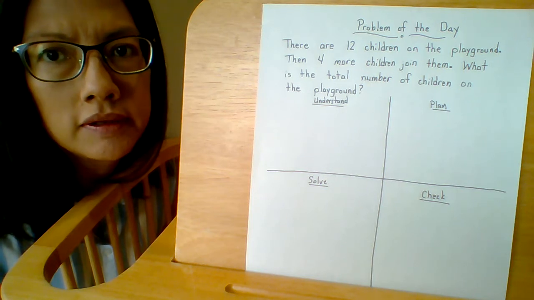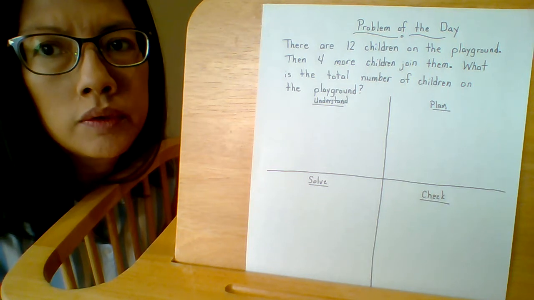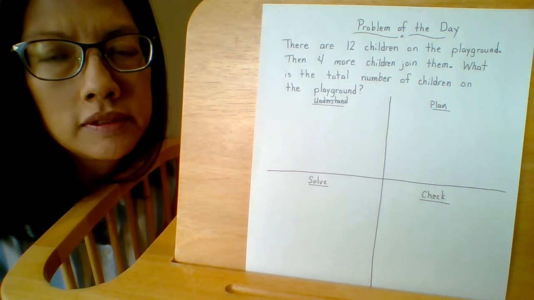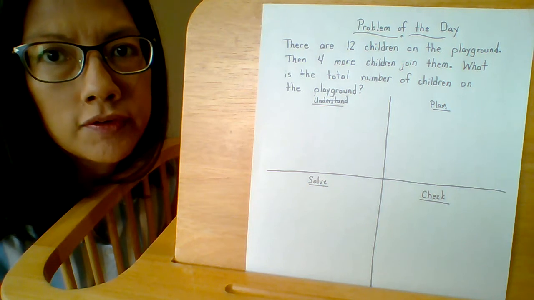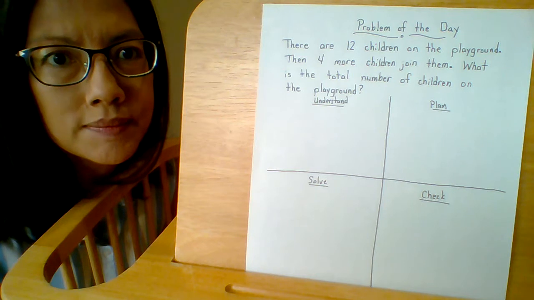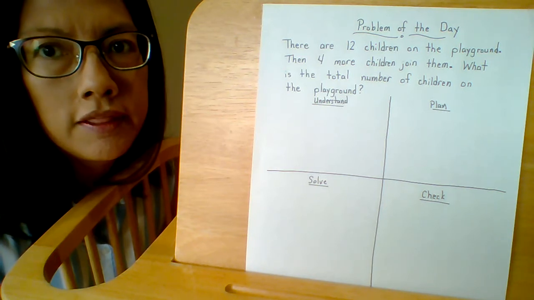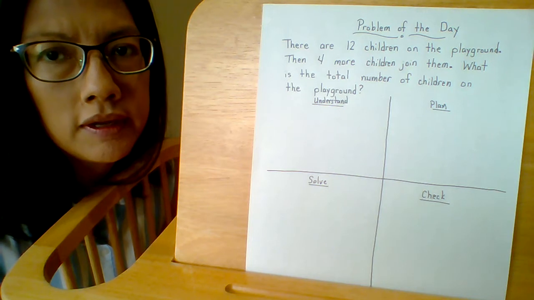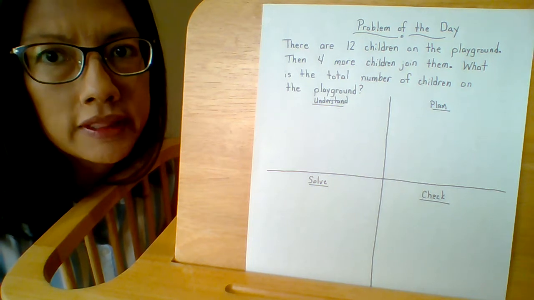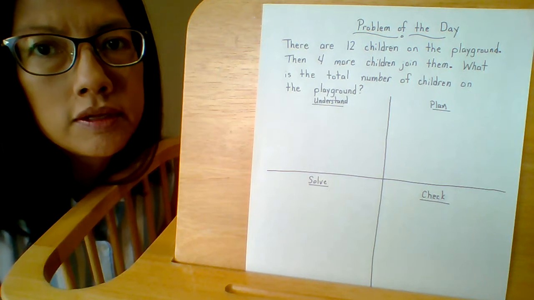There are 12 children on the playground. Then four more children join them. What is the total number of children on the playground? And now for a third time, remember we always read our story problems three times so that we get a good understanding of what's happening. There are 12 children on the playground. Then four more children join them. What is the total number of children on the playground?